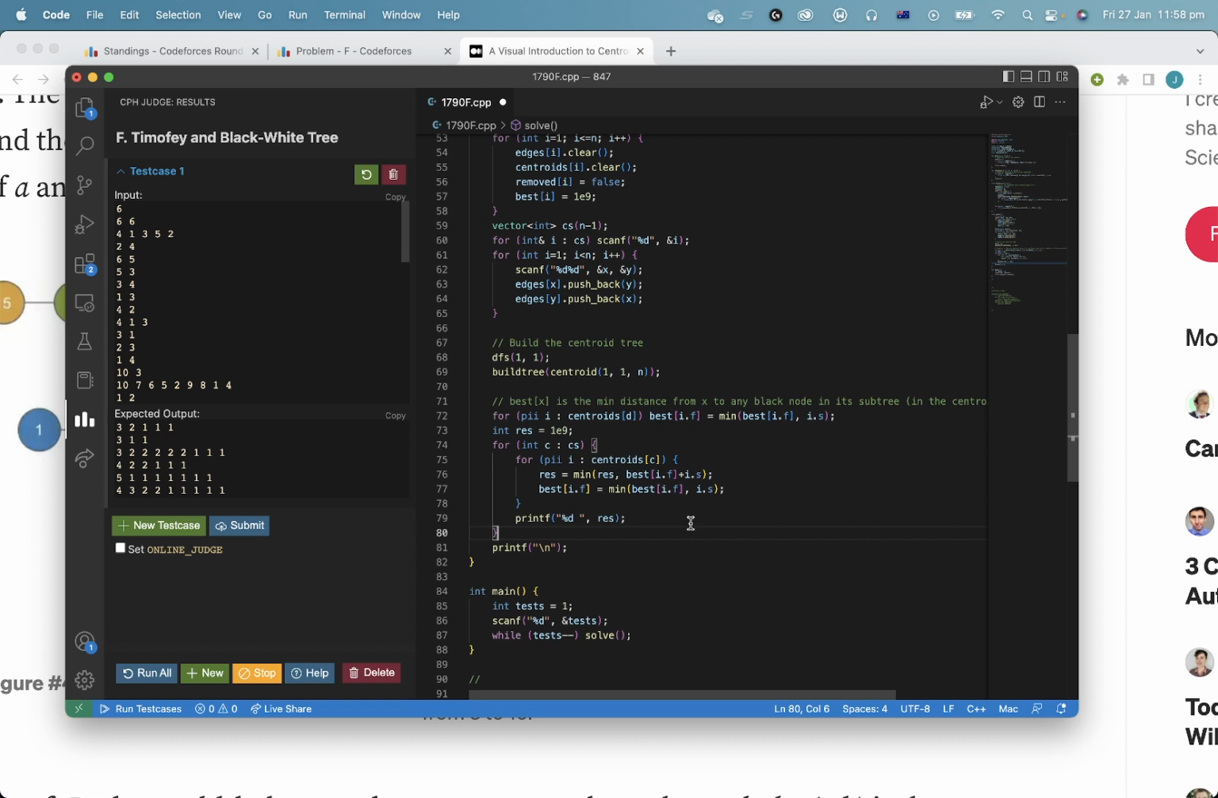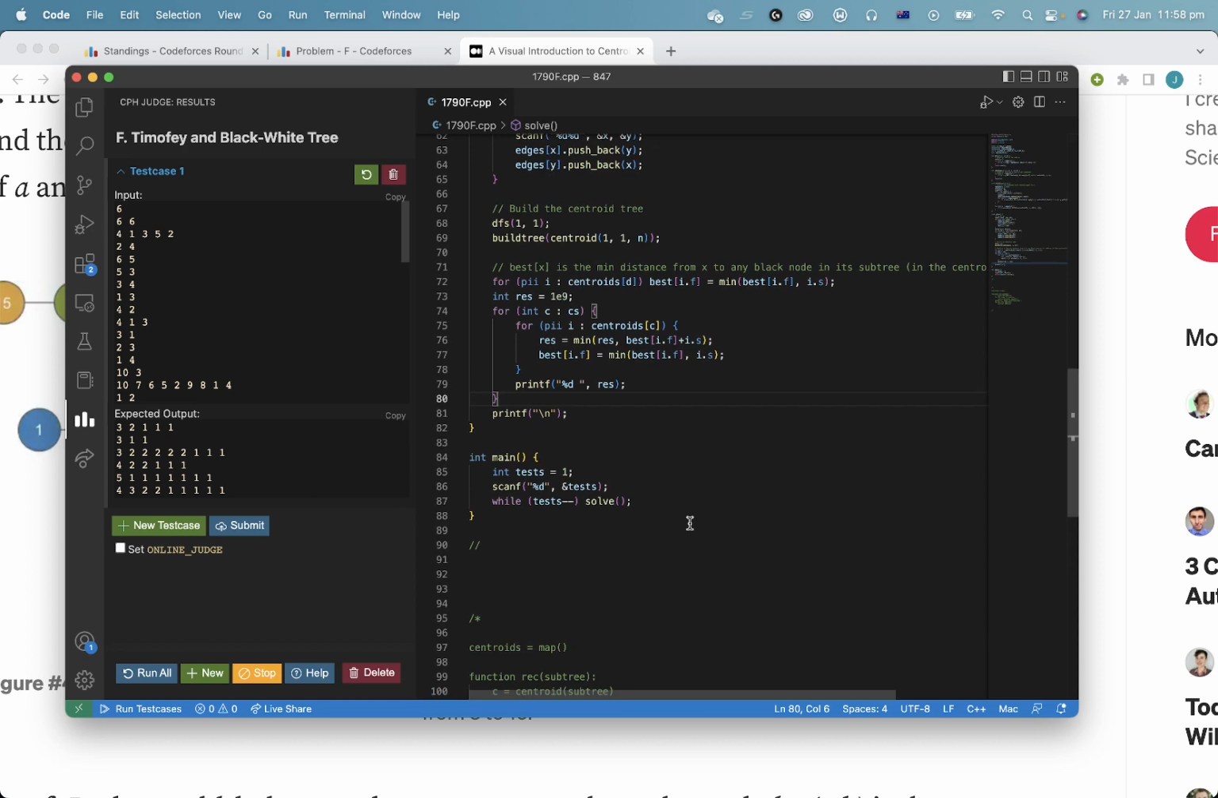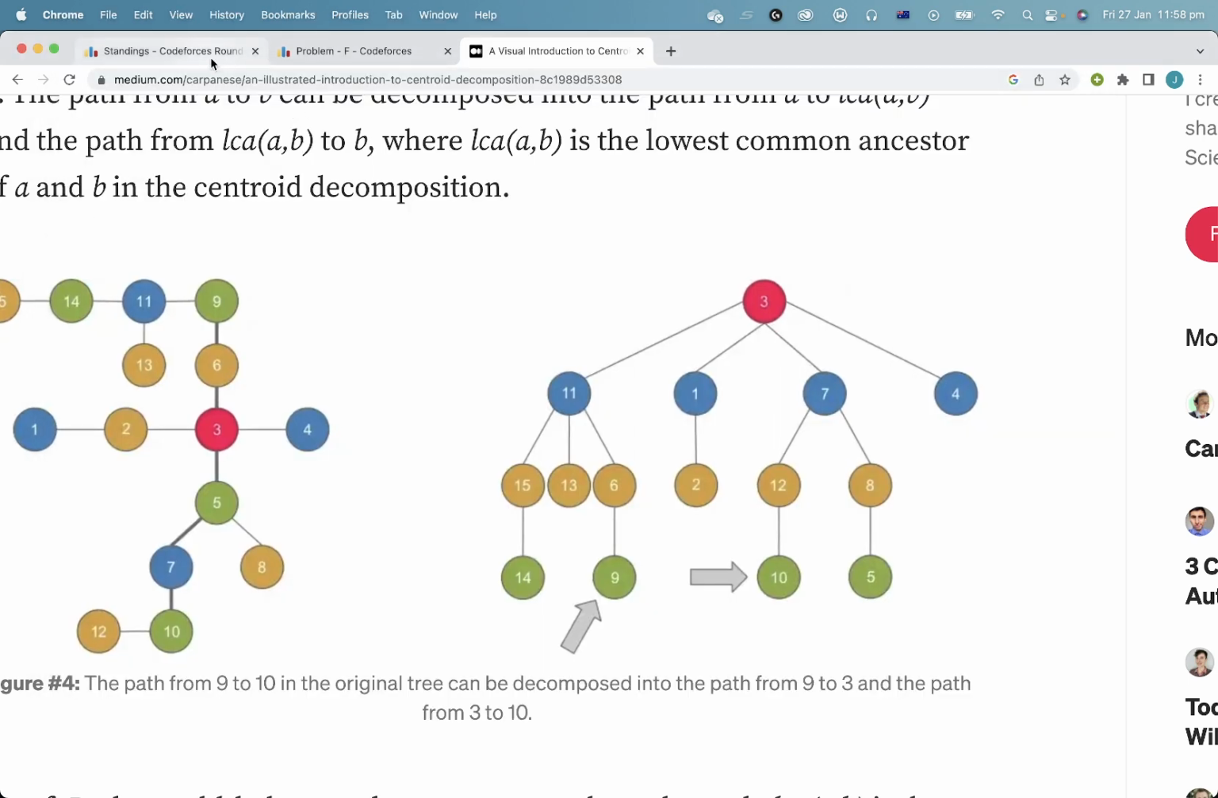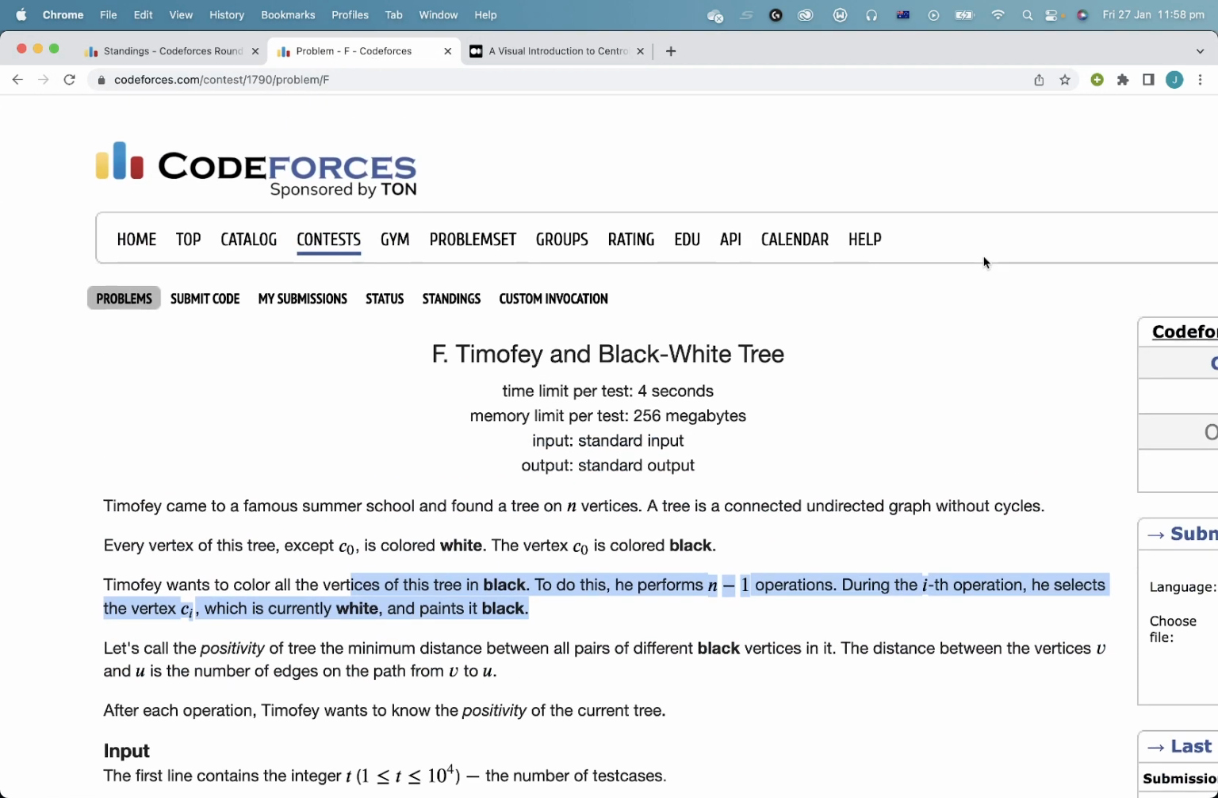Now this was such a bad explanation. Unless you understand centroid decomposition really well and already know these properties, I doubt you're going to understand this, and I'm very sorry about that.